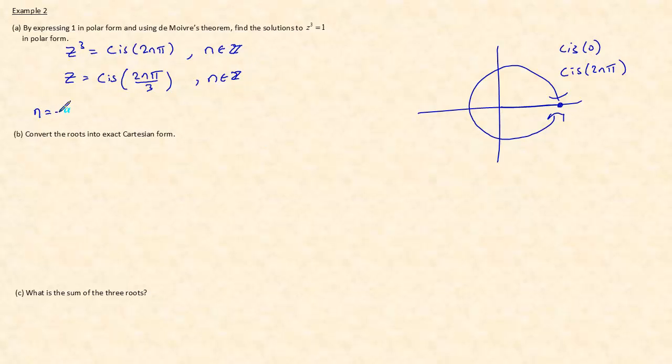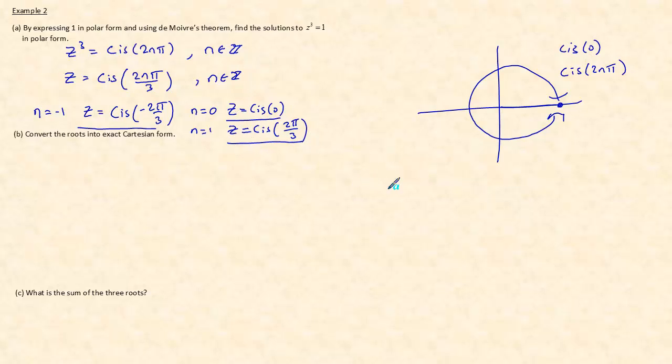So if we take n equal to -1, we're going to get z is equal to cis -2 pi by 3. If we take n equals 0, we'll get z is equal to cis 0. And if we take n is equal to 1, we get z is cis 2 pi by 3. So we get 3 solutions in polar form.